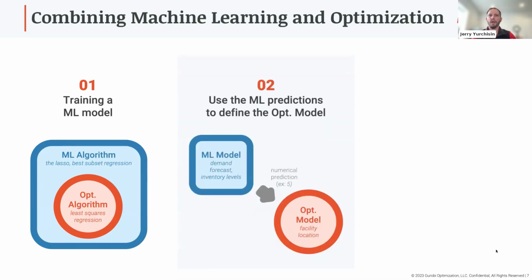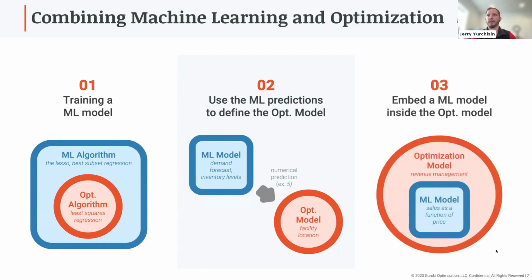The most common way that you see optimization and machine learning working together is you have a machine learning model that provides some numerical prediction. Say it's a demand forecast or some sort of inventory level. So you're producing a number, and then you're feeding that number into an optimization model. And that's what we're going to see a little bit later.